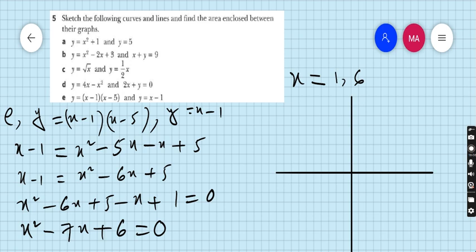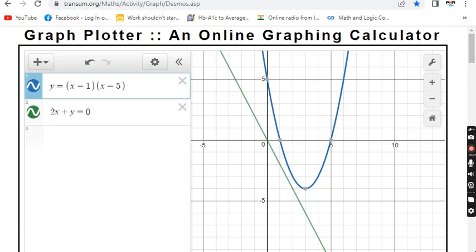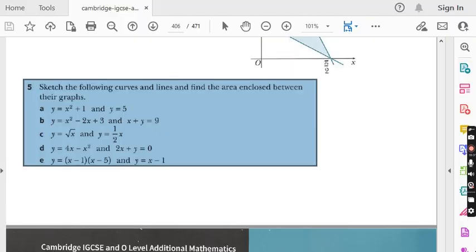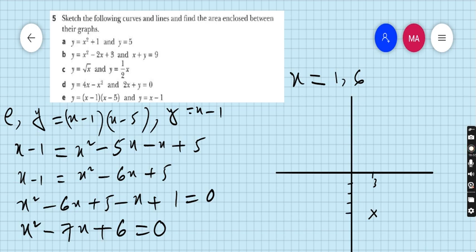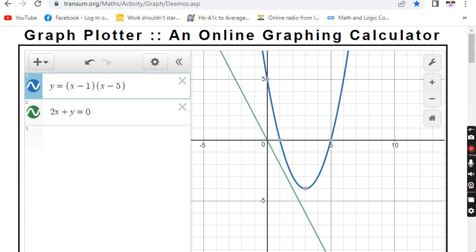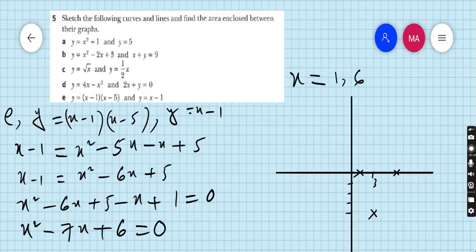So 1, 2, 3, 1, minus 1, minus 2, minus 3, minus 4. This is the minimum point and the x-intercepts are 1, 0 and 5, 0. And the y-intercept is 5. 1, 2, 3, 4, 5. Now join these points to make the curve. This is the graph of y equals x minus 1, x minus 5.